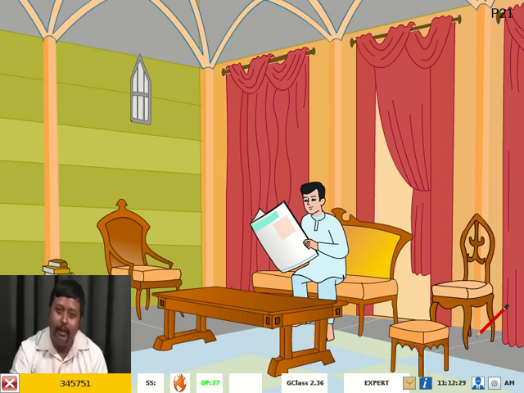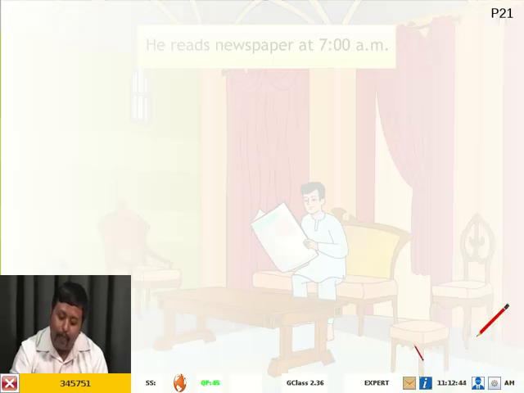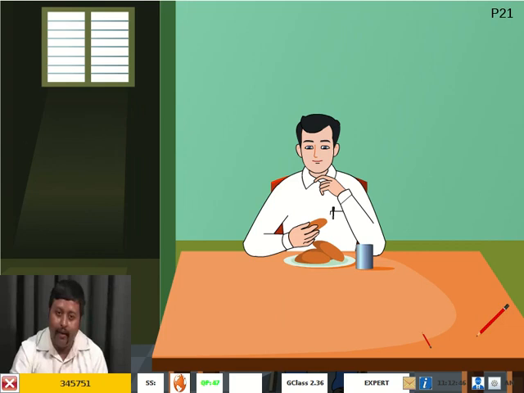Then the next line, what is he doing? He's reading newspaper, right? So he reads newspaper at 7 a.m. He reads newspaper at 7 a.m. He always reads at 8 o'clock. So which tense would this be? Very good. Again, present tense. Okay?